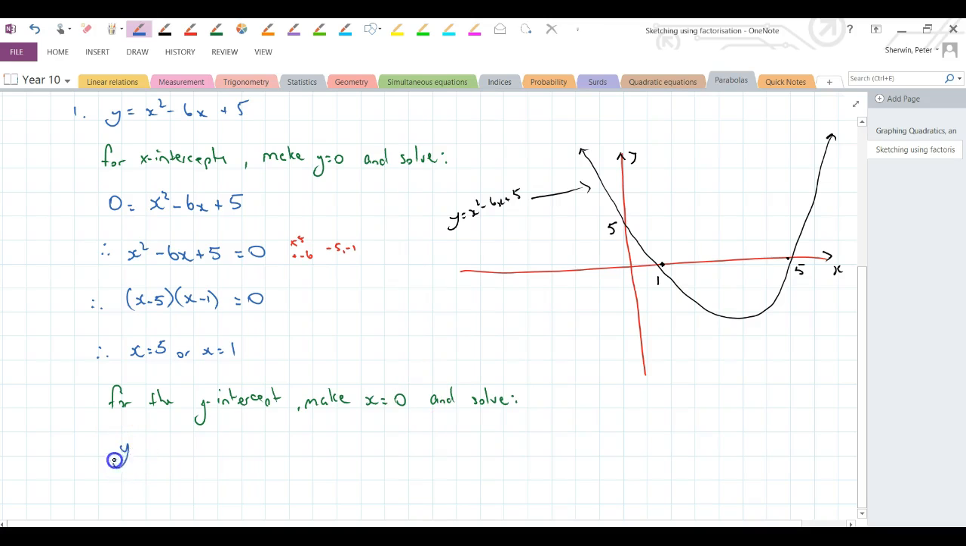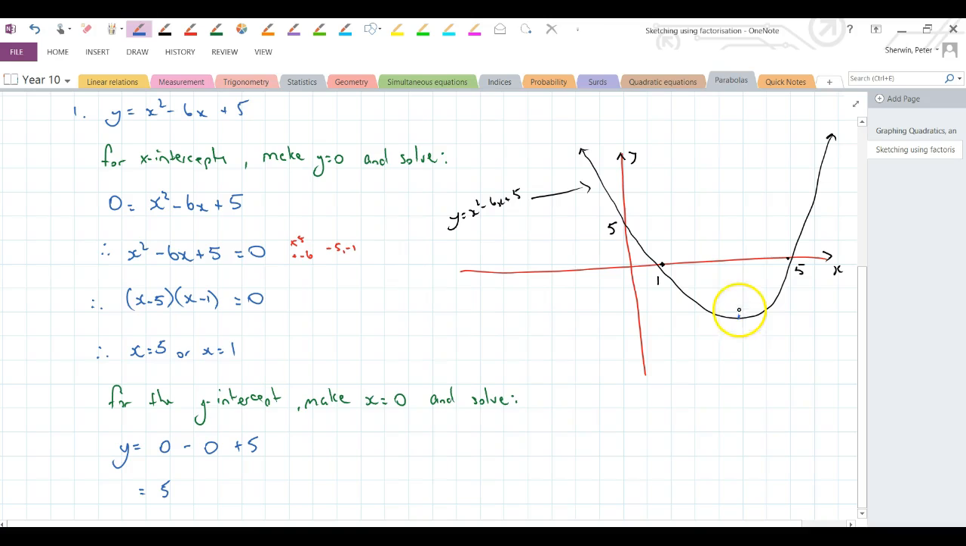So y equals, make x equal to 0, 0 squared minus 6 times 0. See that any term in x just goes to 0, plus 5. What do we got here? y equals 5. So there's my y-intercept, and it goes in there. Now to find the turning point just here.